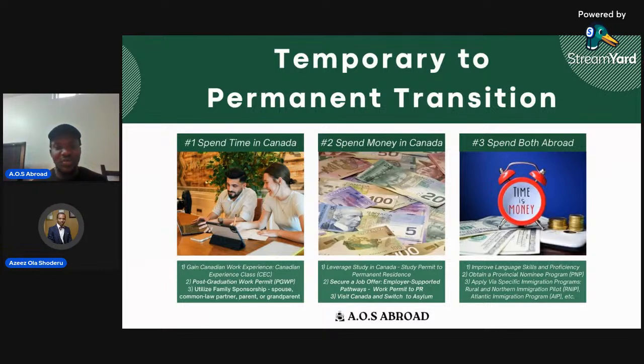And the third way to transition from temporary residence to permanent residency is to spend both time and money abroad. So you have to decide how you would spend money and time abroad. One is to improve your language skills and proficiency. Many people have written IELTS before, made maybe band 4, and yes, they need to rewrite IELTS.